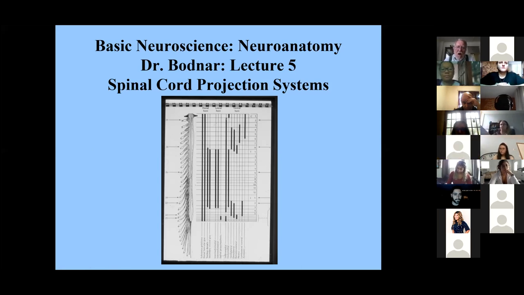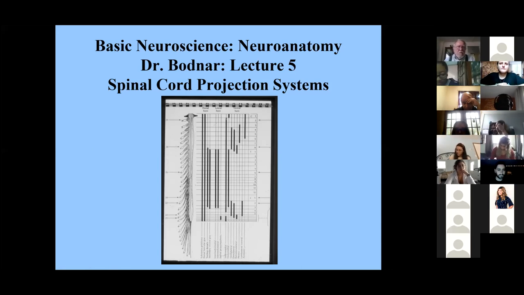Obviously this slide shows you an enormous number of projection systems. And basically you have the idea as to how many of these ascending and descending pathways are going all the way up into the brain or going all the way back down into the spinal cord. So what we're going to be doing is covering a series of obviously highly important ones.